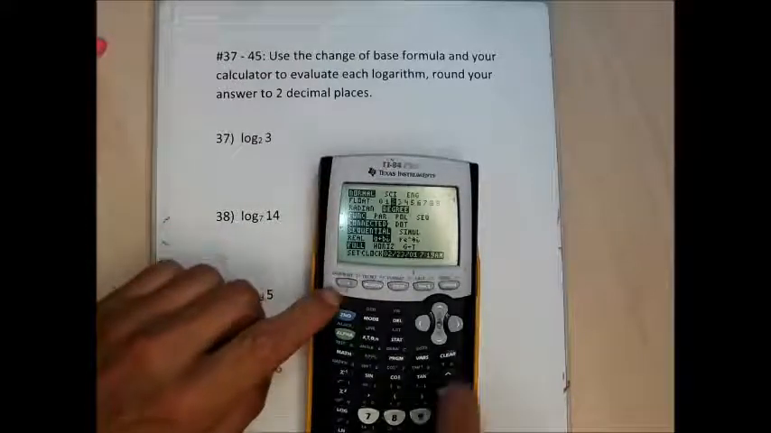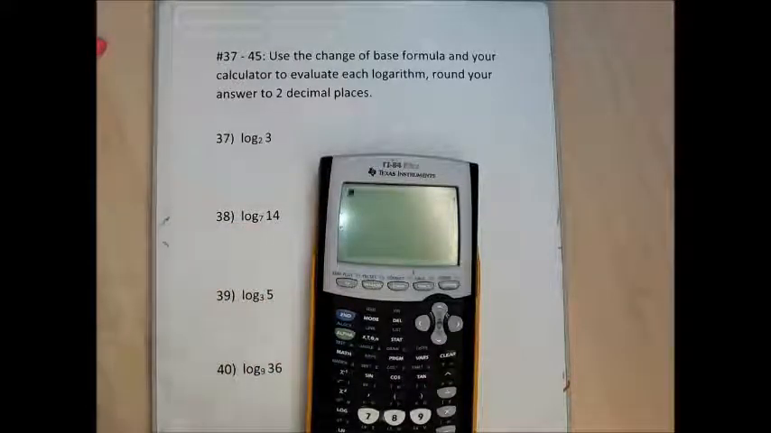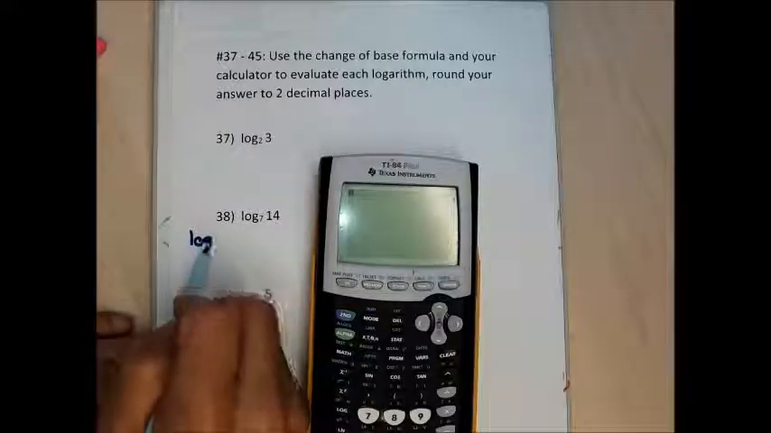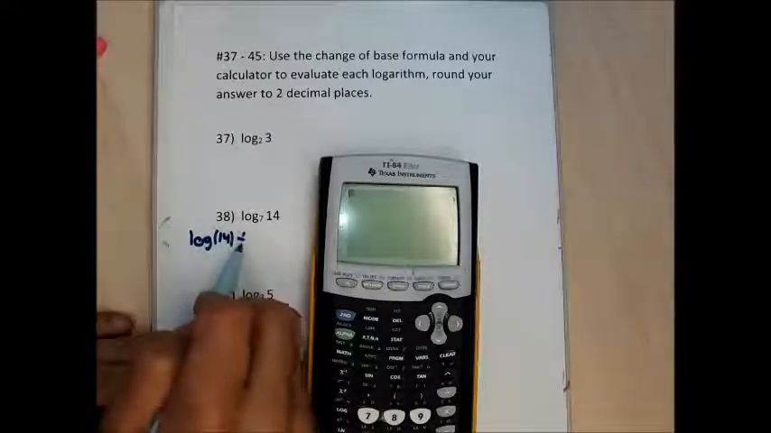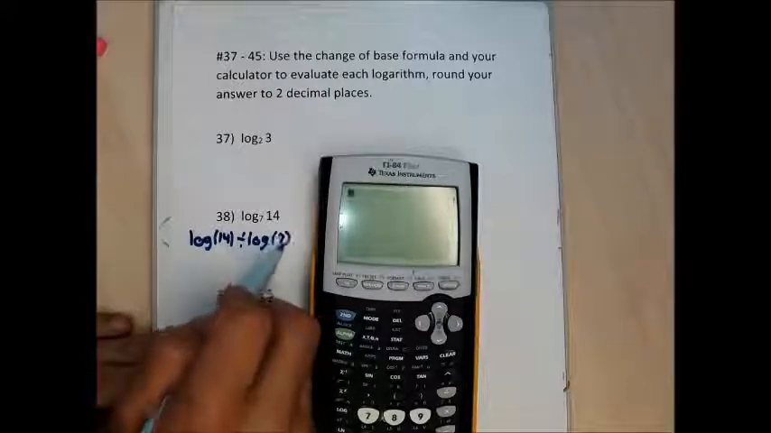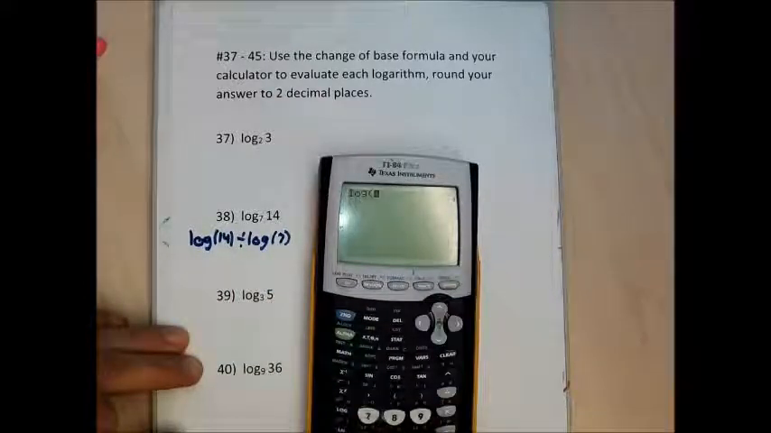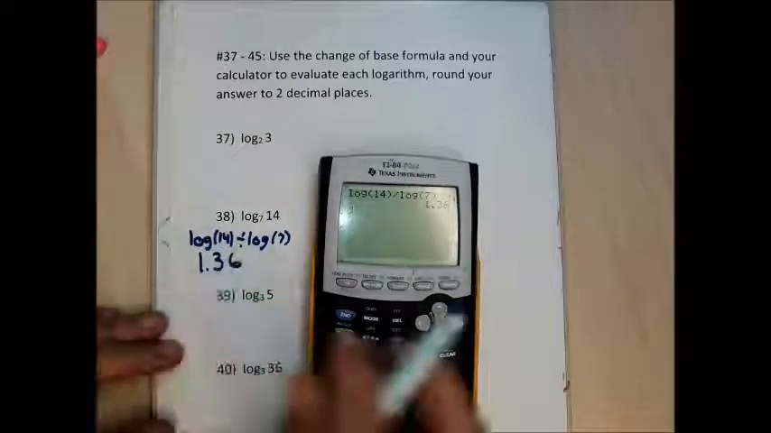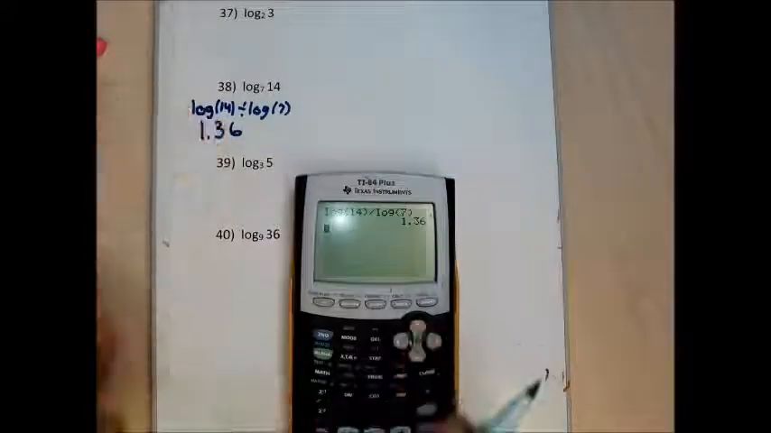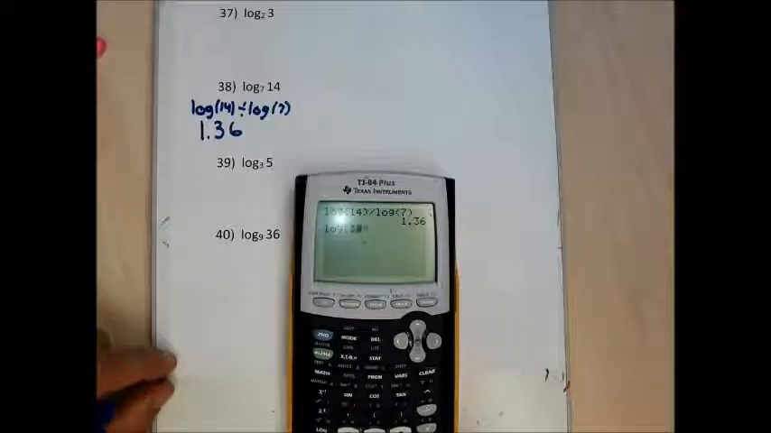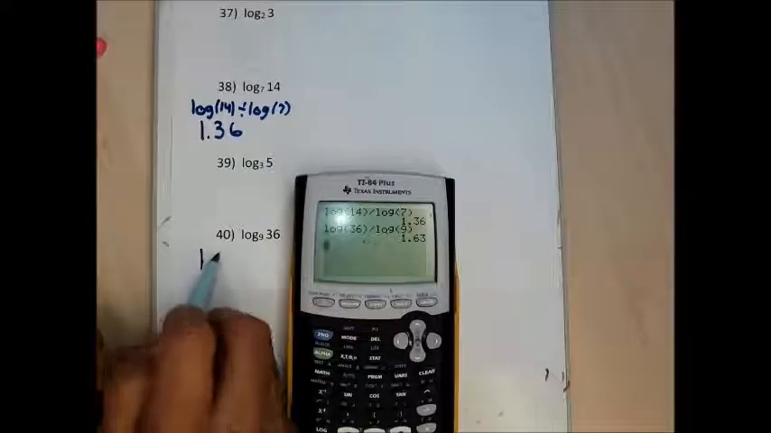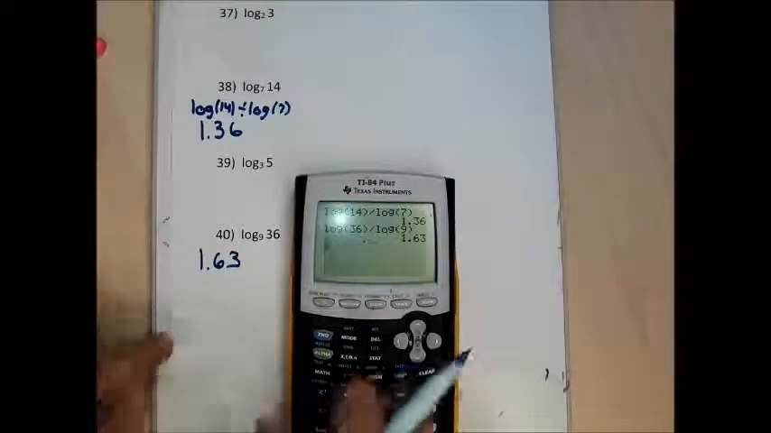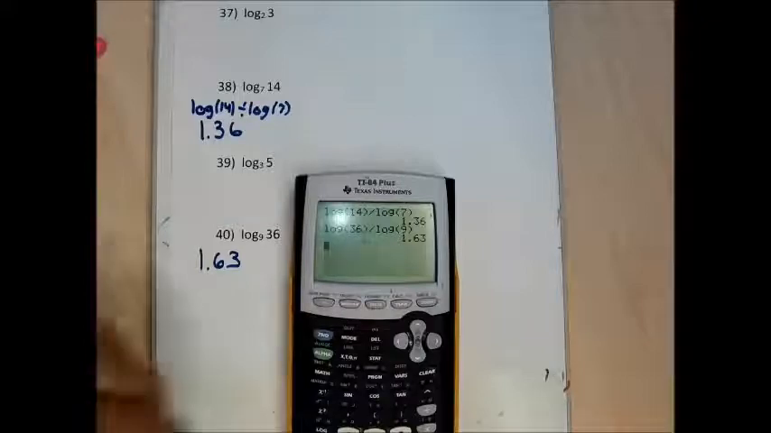So for 38 on my calculator, I'm going to go log of 14 divided by log of 7. We've done a lot of change of base formula already, so real quickly, log of 14 divided by log of 7, and it'll round for 2 decimals. My answer is going to be 1.36 for problem 38. For problem 40, I'm going to do log of 36 divided by log of 9 and get 1.63. So nice that it's rounding for me, so you should be able to do 37 and 39.